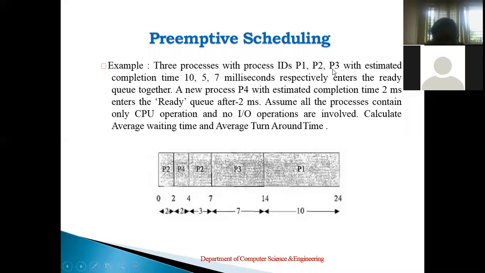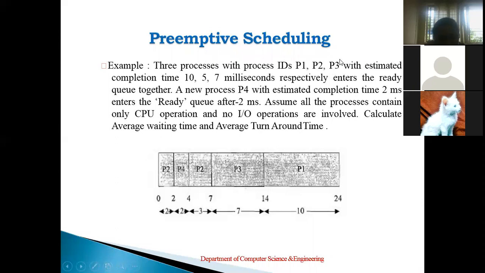P3. Who has the shortest time here? P3. Yes. What is the time here? 7 milliseconds. So it will complete this. So now who is the only one left here? P1, that is 10 milliseconds. So this is how it starts executing based on this algorithm.